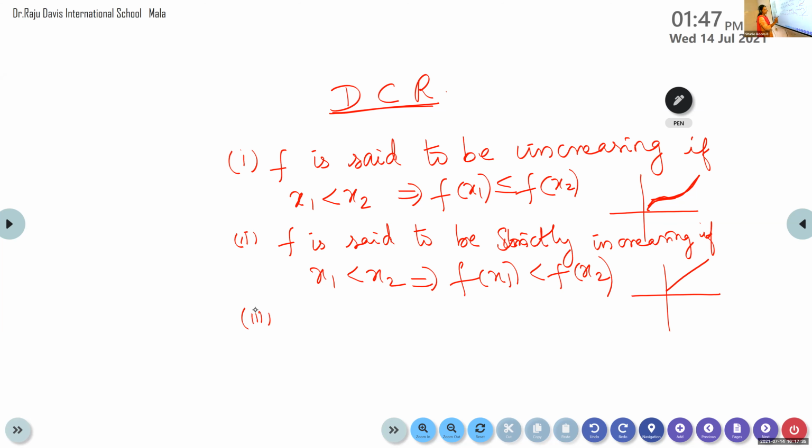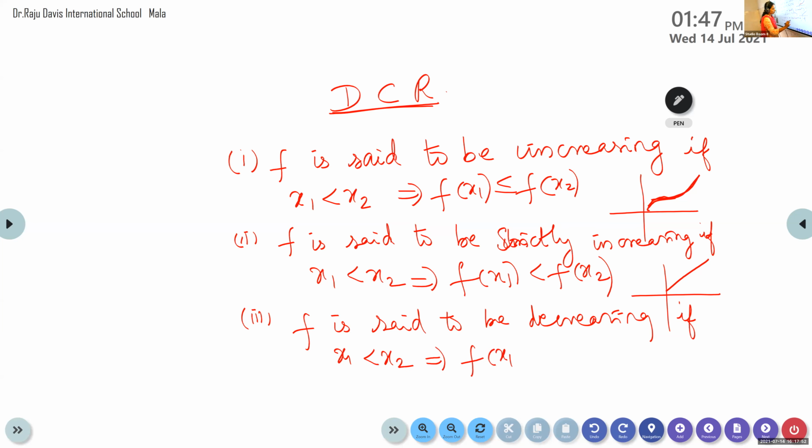Then f is said to be decreasing. F is said to be decreasing if x1 less than x2 implies f of x1 is greater than or equal to f of x2. That is, it will be coming like this. In some cases equal to will be there.